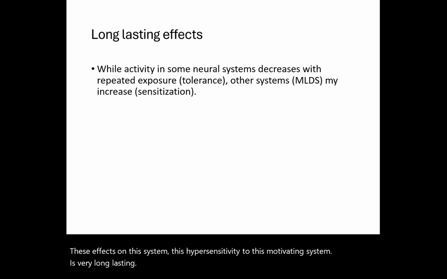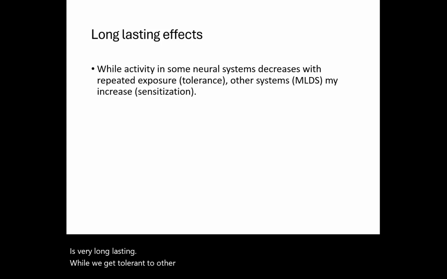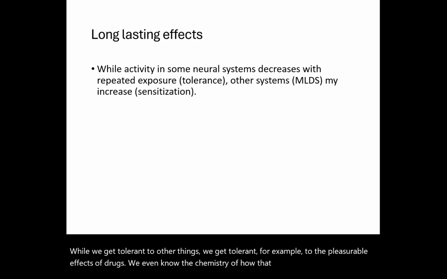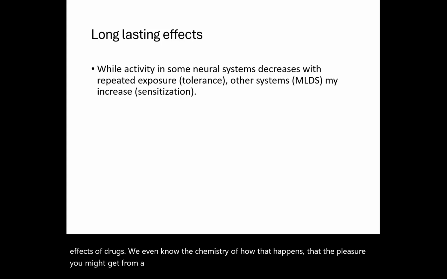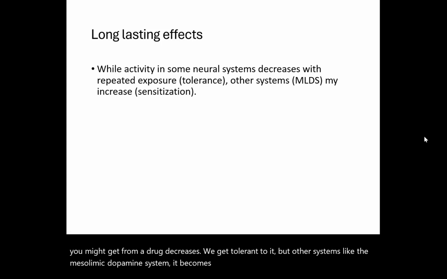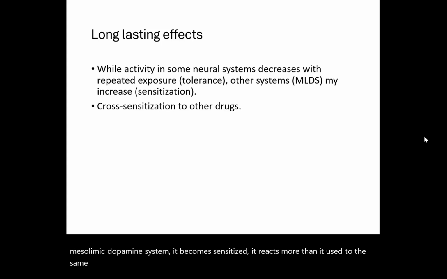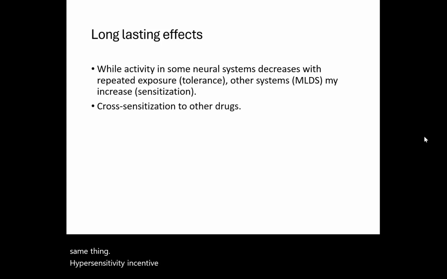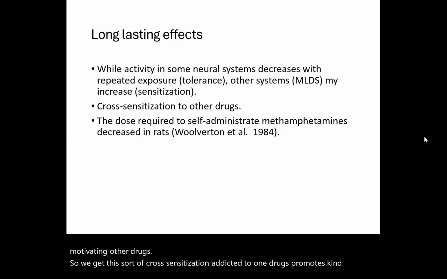While we get tolerant to other things, for example, to the pleasurable effects of drugs, we even know the chemistry of how that happens. The pleasure you might get from a drug decreases. We get tolerant to it. But other systems, like the mesolimbic dopamine system, become sensitized. It reacts more than it used to to the same thing. Hypersensitivity, incentive sensitization theory. It also becomes hypersensitive to motivating other drugs. So we get this sort of cross-sensitization. Addiction to one drug can promote addiction to another.